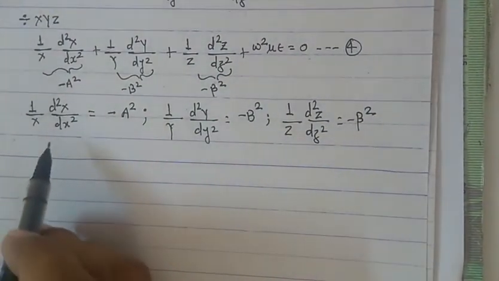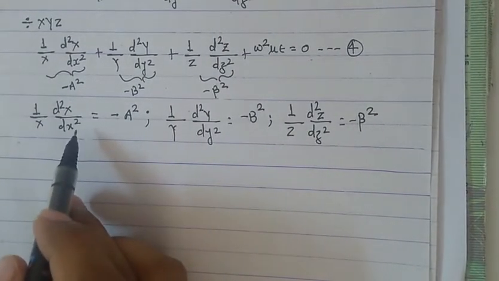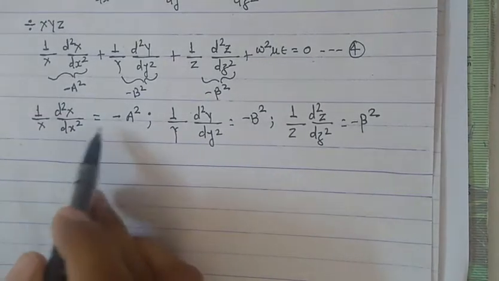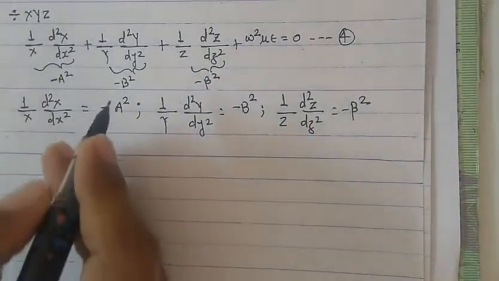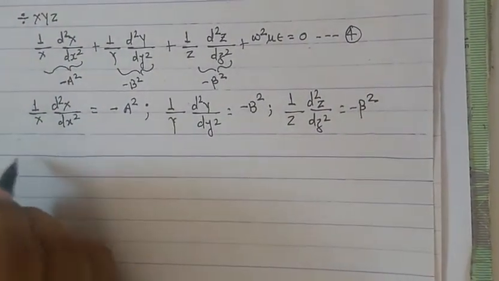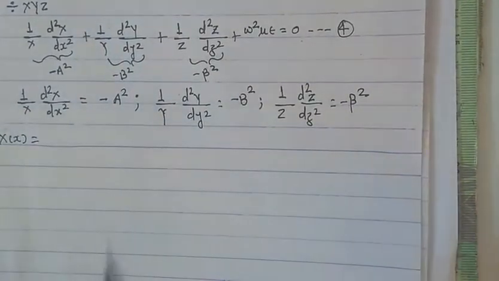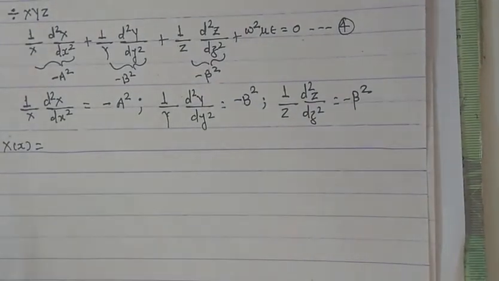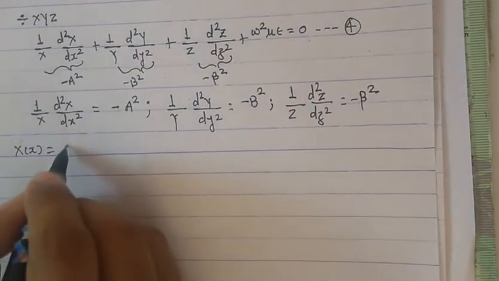Now again, if you take this term to the right hand side and rewrite this equation, this will be d square X by dx square plus a square X equal to 0. Similarly, we can write for this. So these are actually second order homogeneous equations whose solution can be directly written as X of x is equal to, actually now we have already used the constants c1 to c6. Now let us use another set of constants, d1 to d6.